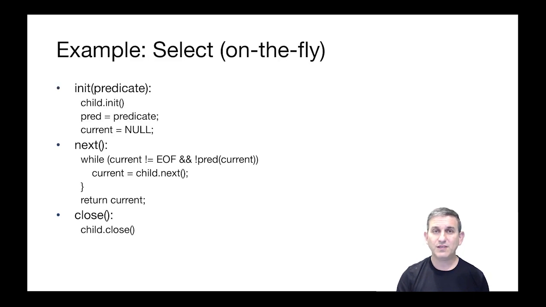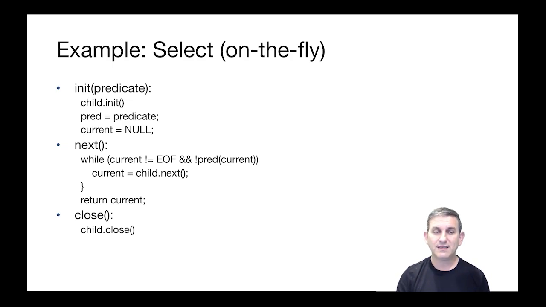So our first example is going to be select, which is a streaming or on-the-fly operator, and we saw it in our original query plan marked as on-the-fly select. So the init for select is going to be passed the select predicate, and it's going to first call its child to initialize the child and any of the subtree logic that's below it. When the child returns from init, then the select operator will set up its local state. It's going to have a local variable called pred, which holds the predicate, and a local cursor, which we're going to call current, which is going to be set to null.